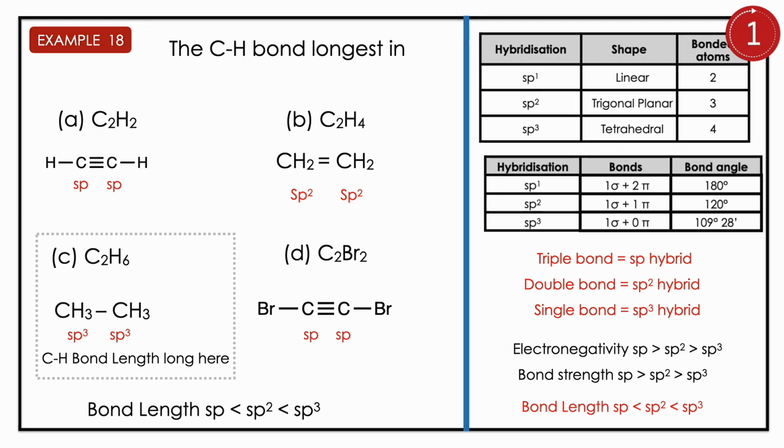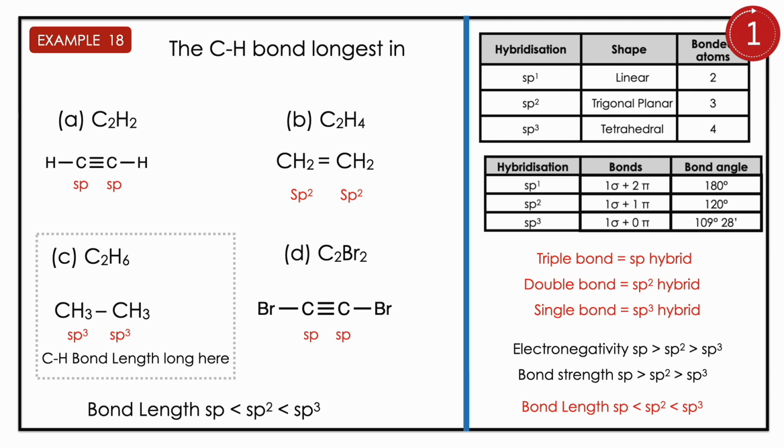First one is C2H2, it is an alkyne, acetylene, so that is sp and sp, which has a small bond length because of its triple bond. The distance between C and C is less. Then C2H4, clearly it is an alkene, sp2 hybridization, a double bond, so the bond length is still less.